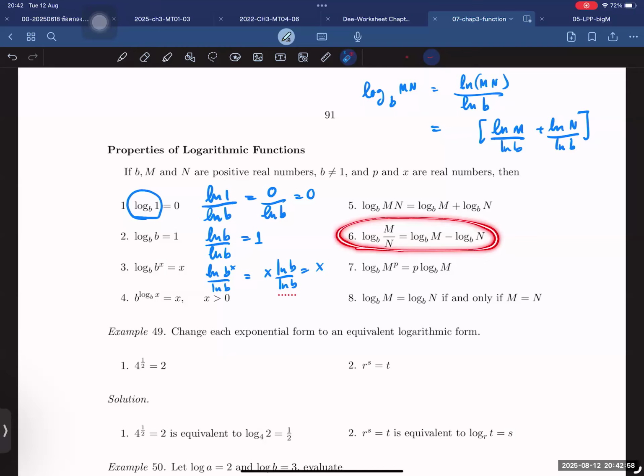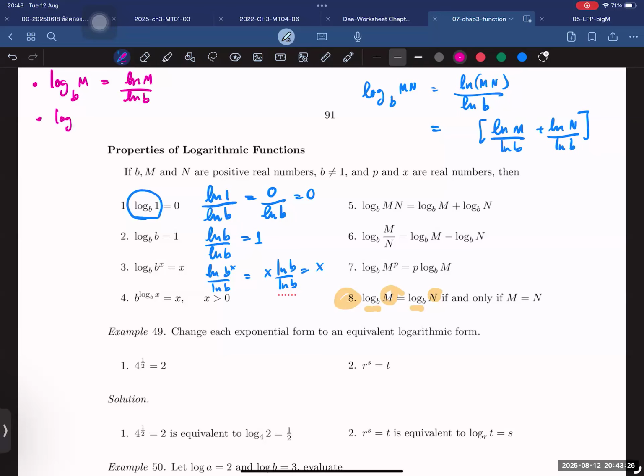Okay, and this one is quite important. If the same base, but different m, so m must be equal to n. But in fact, we can use number 8, like log of m base b. This is the natural log of m divided by natural log of b, and this is the left hand side, right? And the right hand side is the log of n base b. This is the log of n divided by log of b.